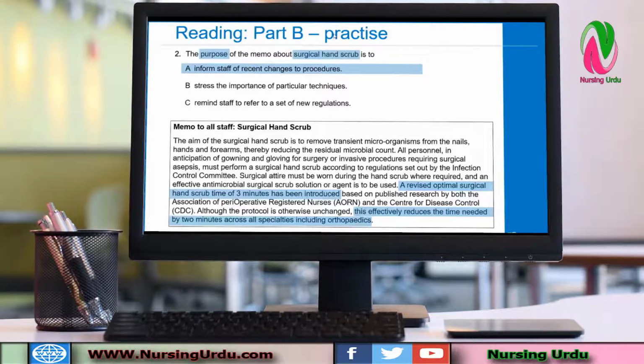So any questions with regards to number 2? All right, okay, no questions so far. So that was the purpose. Basically, it's informing, but why are they writing the memo? To update staff on the new procedure.